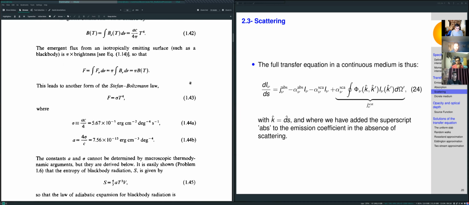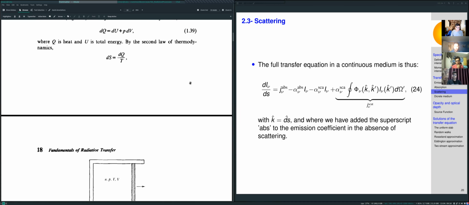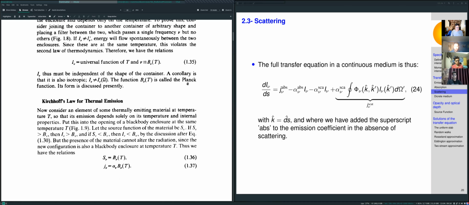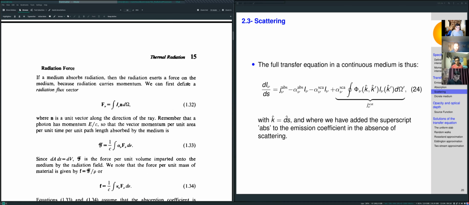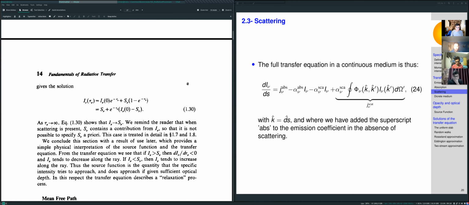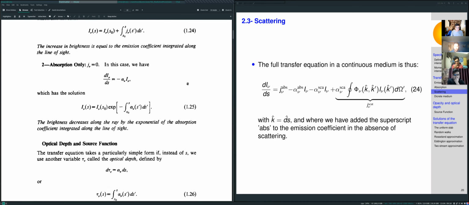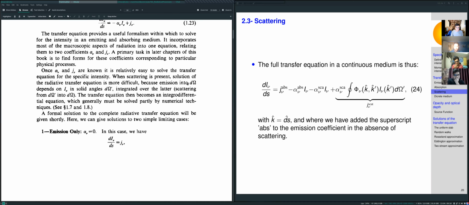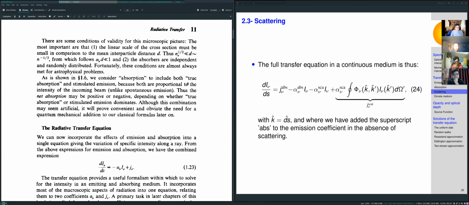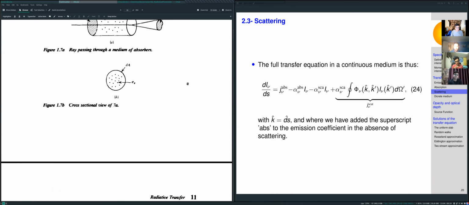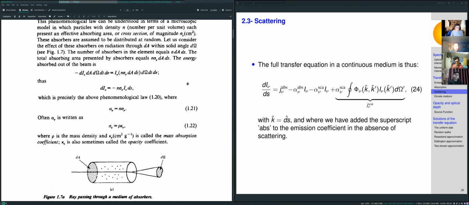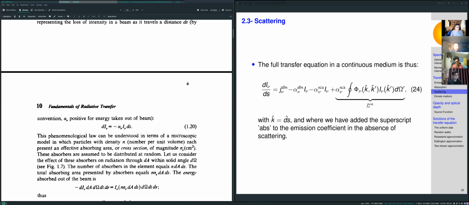Okay, so I'm scrolling back to where we left it. Thermal radiation, mean free path, the optical depth, emission only. I think this is where we were at. Okay, so yes, we talked about the absorption.